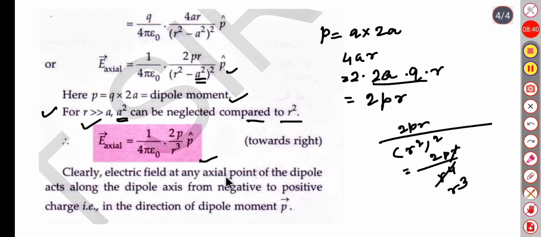Now clearly, the electric field at any axial point of the dipole acts along the dipole axis from negative to positive charge, that is in the direction of dipole moment p vector. So this was the expression. E axial equals 1 by 4 pi epsilon naught, 2p by r cube, p hat.